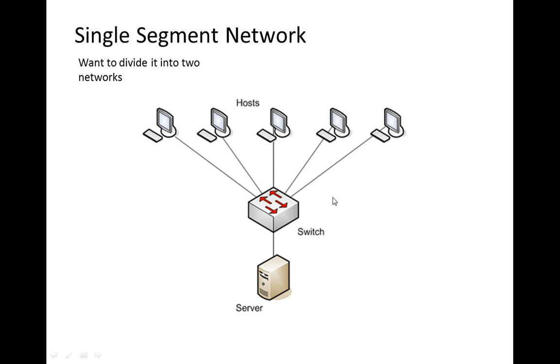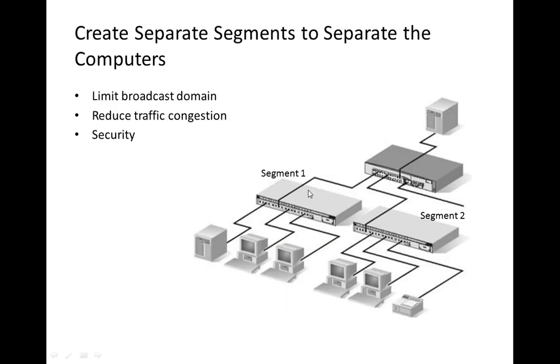We'll buy a separate switch. So we buy a separate switch and we create separate segments to separate the computers. These computers on this segment and these computers on this segment. These computers are on this switch, these computers on this switch, both switches feed into the router. The reason that we create separate segments to separate the computers is to, 1, limit broadcast traffic, 2, to reduce broadcast traffic, and 3, for security.